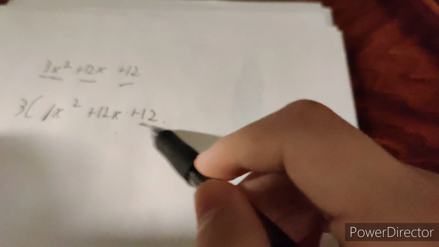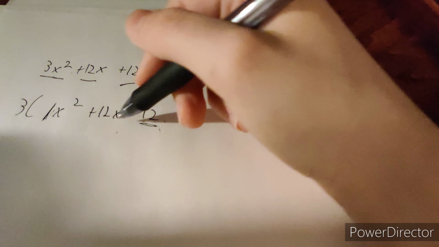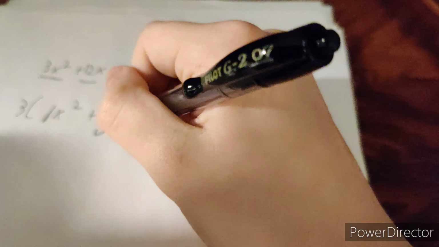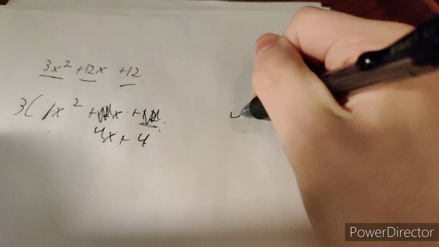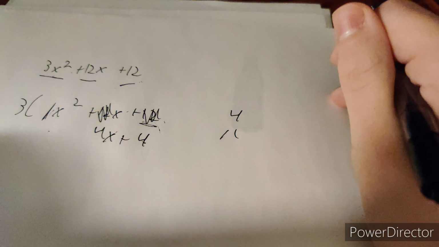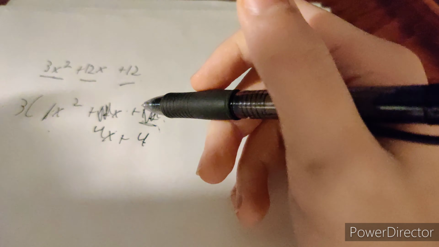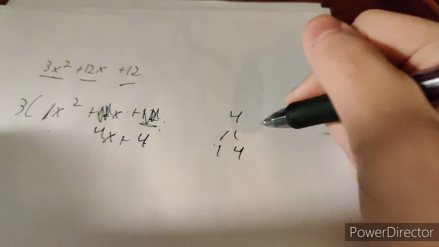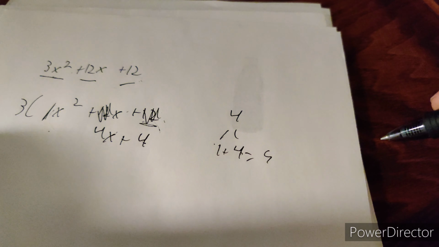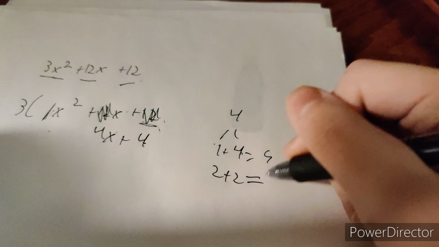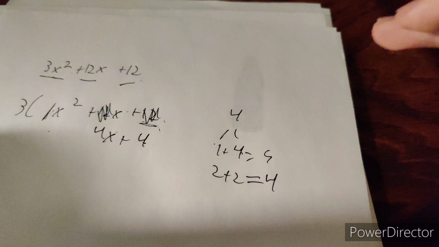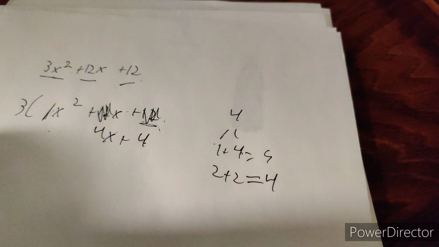So now 12, oh shoot, I didn't divide, my bad. This would be 4x, and this would be plus 4. You take the 4 and the 1 and multiply them together and get 4. Now what factors of 4 add up to 4? The key is that they have to add up to 4, not multiply to 4. You might think 1 and 4, but those add up to 5. The ones you want are 2 and 2, because 2 times 2 is 4 and 2 plus 2 is 4.